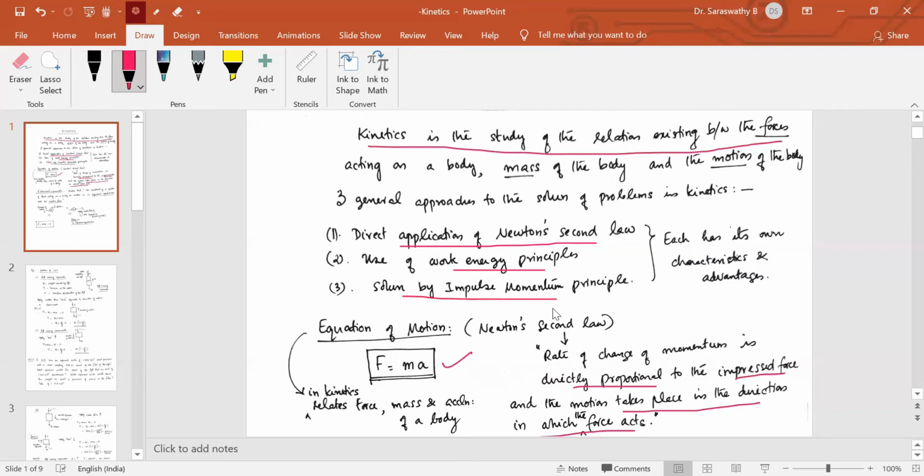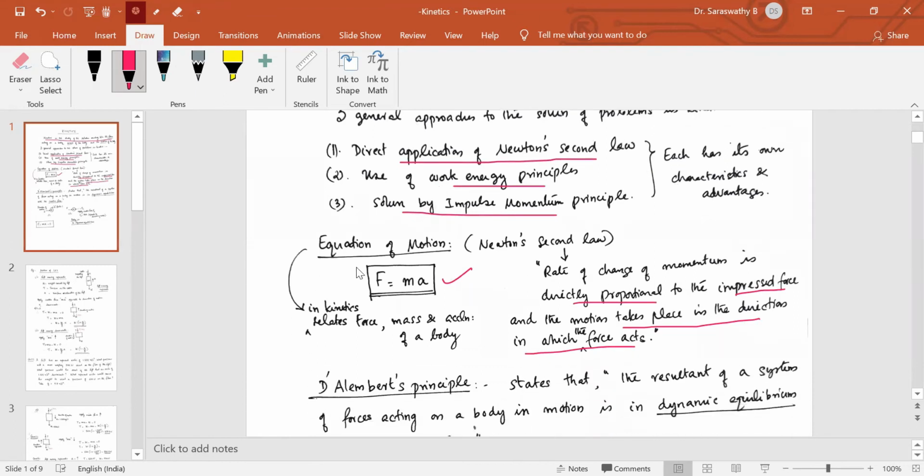What is impulse? Force into time. F into t is equal to momentum, mv. Ft is equal to mv. So each has its own characteristics and advantages. Now I am going to discuss the direct application of Newton's second law, and how to use it for solving numerical examples of kinetics.